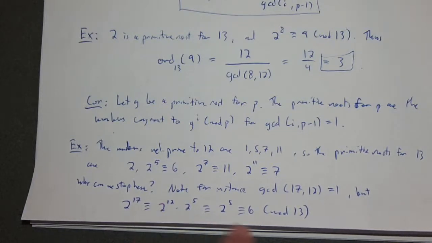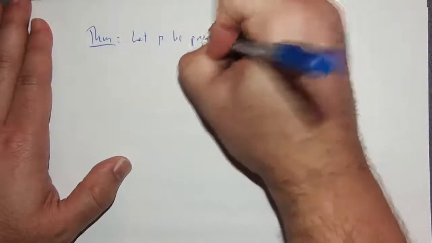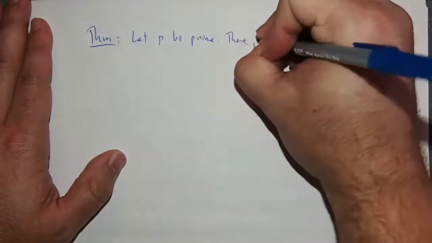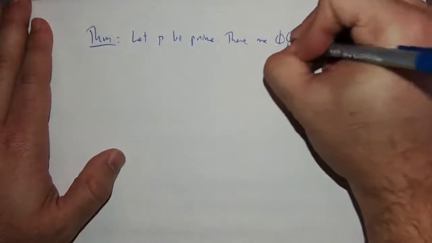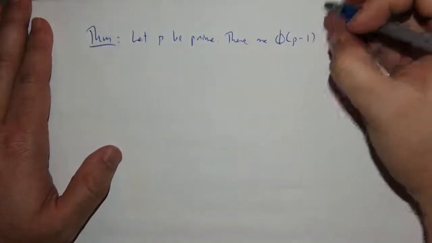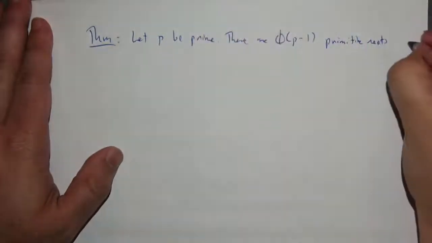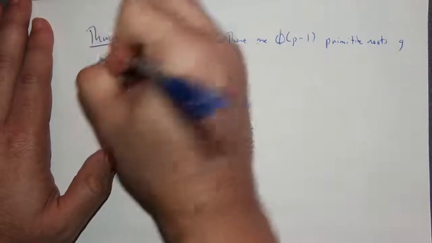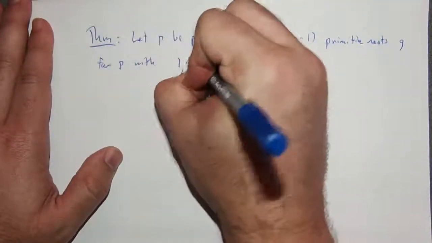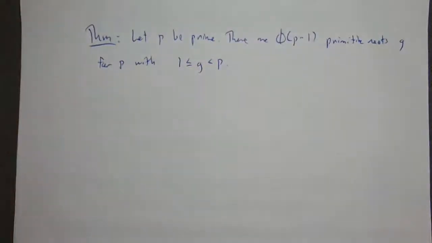Okay. So, of course, all of these statements put together give the following nice count, which you've probably already pieced together in terms of the phi function. The following theorem says: let p be prime, then there are phi of p minus 1 primitive roots g for p with g between 1 and p. Okay.